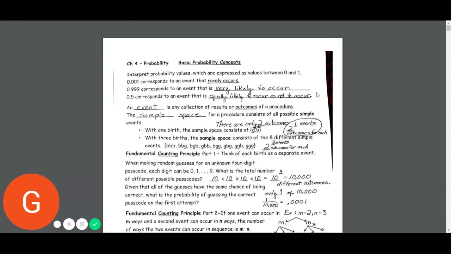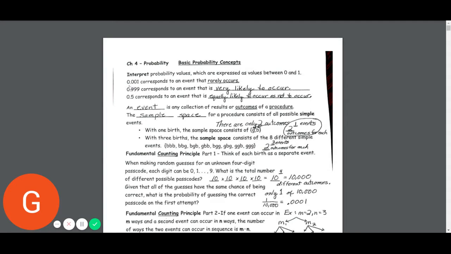Okay, as we start our section on probability in chapter 4, there's a couple concepts that we want to make sure that we're clear on. First of all, just how do we interpret probability? Probability is usually going to be expressed as a decimal ranging between 0 and 1. A lot of times we can communicate it also as a fraction or as a percentage, and that's probably what we're used to. But in this class in statistics, we're going to communicate it most often as a decimal.